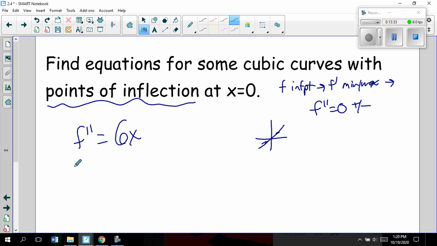Now, I want the original, so I have to go backwards and take an antiderivative. So I'm going to up the power to squared, and go over the power, which would be 6 over 2, so 3. And then I would get a plus c. Okay. Now, f prime is still not my original, so I need to go back to f. So I'm going to up the power, over the power. So I would have 3x cubed over 3.